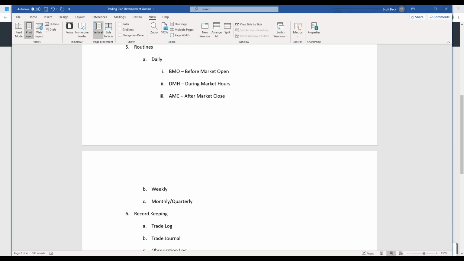Okay, section 5 of our beautiful trading plan is routines. We are what we repeatedly do. Excellence, therefore, is a habit. Okay, so let's build our habits, right? Let's know exactly what we do.